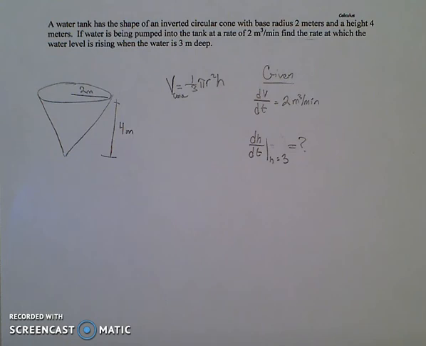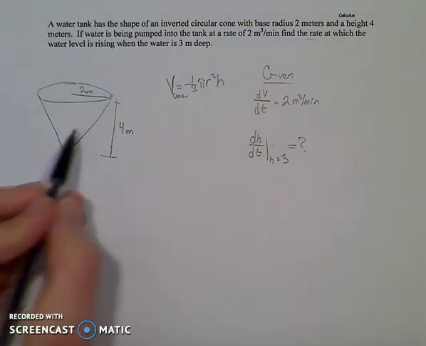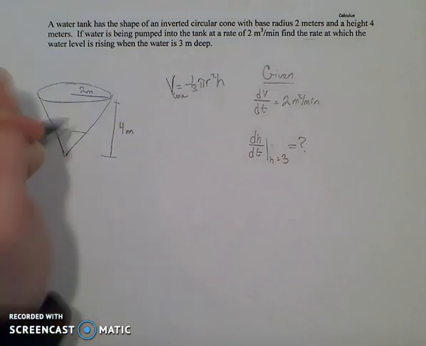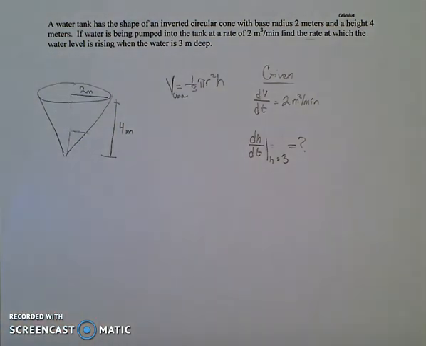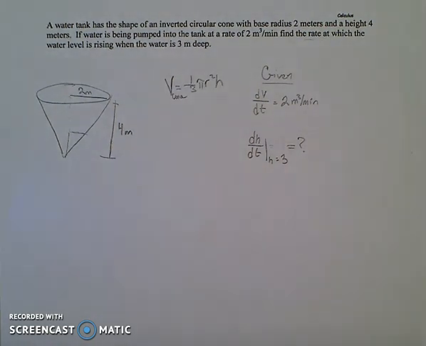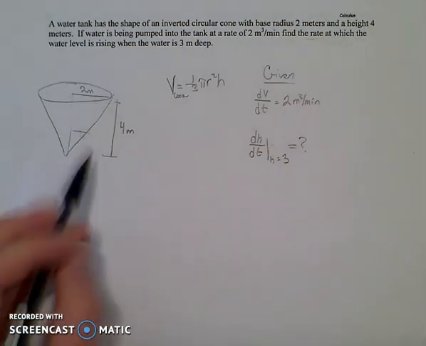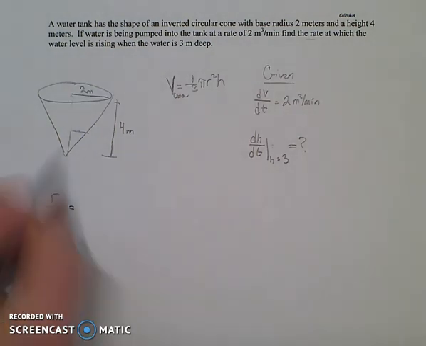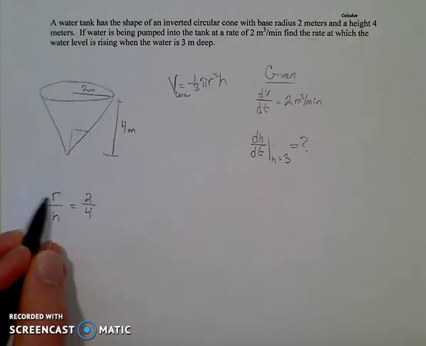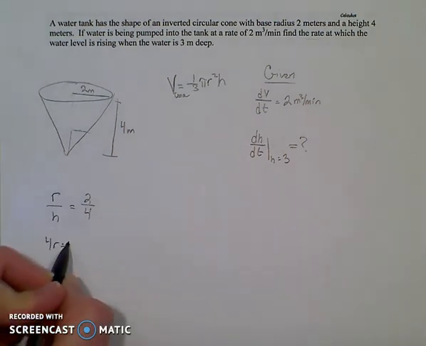So one thing that we're going to do is use similar triangles. Do you agree that if the water volume was here, we've just created similar triangles? And so that's what we need to look at. Whenever you're given the volume of a cone, we need to look at similar triangles. So we know the radius over height, you could do height over radius too, it's 2 over 4. We're going to cross multiply to get 4r equals 2h.